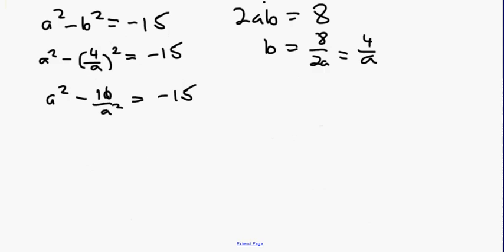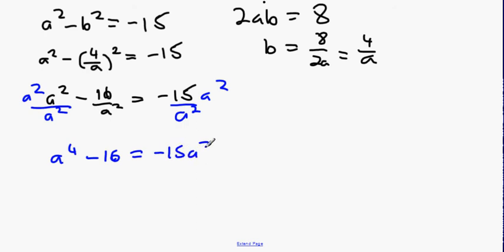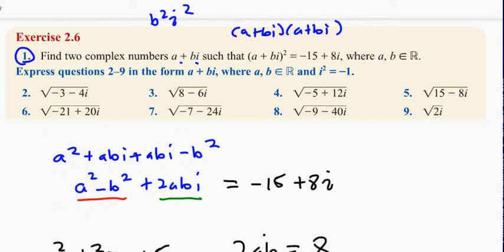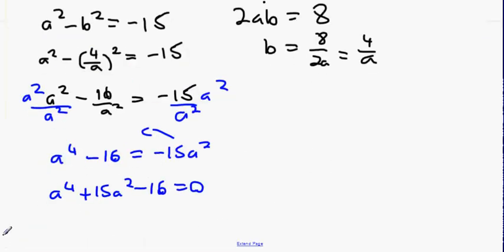And then we're going to put everything over a squared, so we're going to get another a squared here, a squared, and then a squared on the bottom, a squared on the top. Remember, we're not changing anything, so we're going to have a to the power of 4, and then minus 16 equals minus 15a squared. Bring the a squared over to the right hand side. We have a to the 4 plus 15a squared minus 16 equals 0. Now, what we've got to remember is a and b are elements of R. a and b are real numbers. Real numbers, okay? So in this technique we're looking for real numbers.